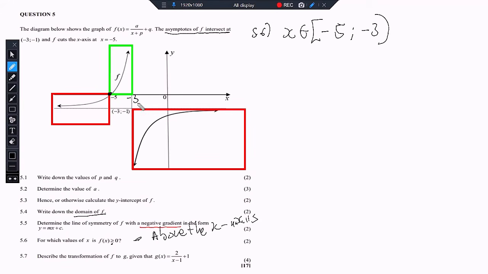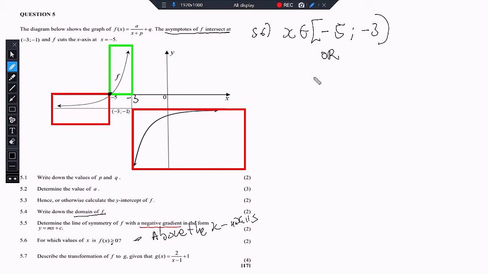Why? Because at -3 we cannot include that critical value because -3 is an asymptote. This is where the graph doesn't touch, right? So it cannot be an inclusive value because -3 is invalid. So if you were to substitute -3 as your x value into the equation, it will give you a maths error. Now this is one way of writing it.